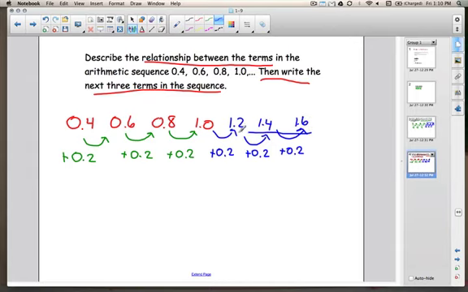Here we figured out the next 3 terms in the sequence. So there's the second part of the question. Here's the first part of the question. The relationship between the terms is that we're adding 2/10, and now we've written the next 3 terms in the sequence. And that's all there is to arithmetic sequences.